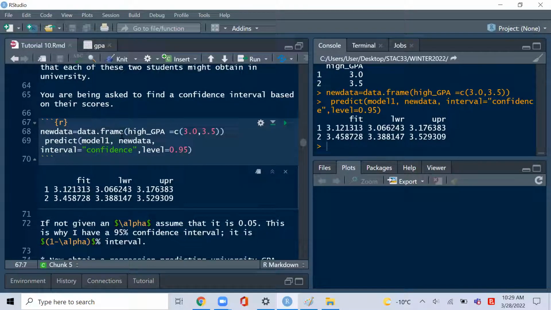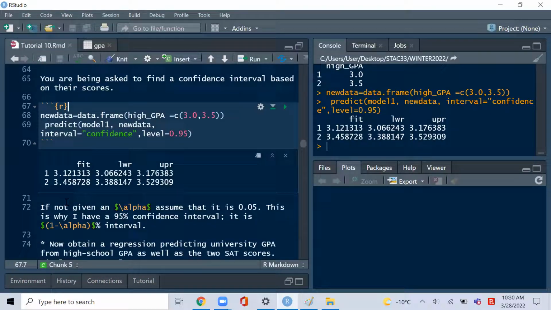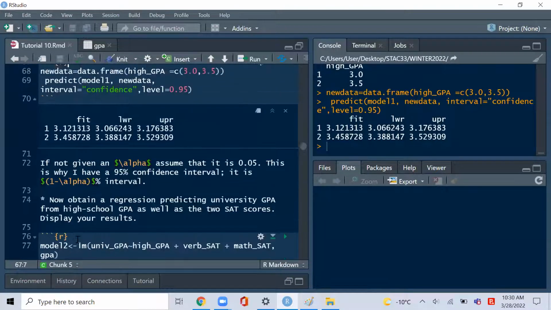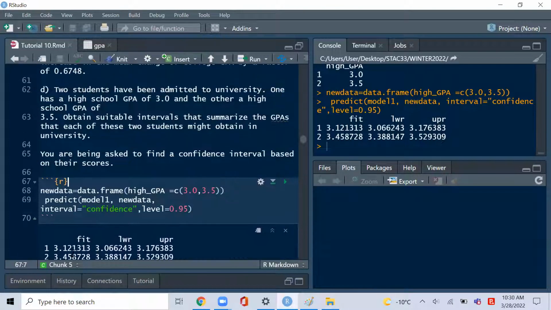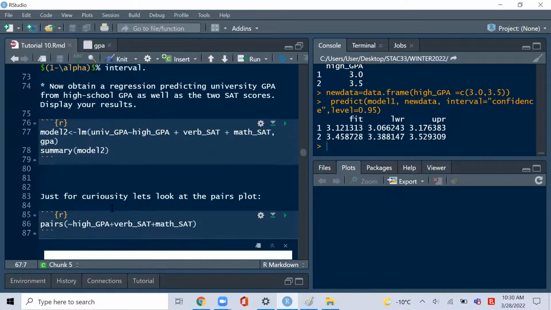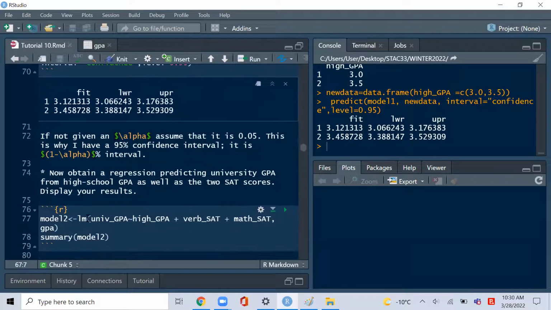So this is why I put data.frame of high school GPA. It won't recognize just the list itself. In fact, if you try to put in the list itself, it will say we don't recognize the list and won't run anything. Okay, so this is your prediction. If you're asked to make a suitable interval, that is essentially what you're being asked. You're being asked to find a confidence interval, and here it is.